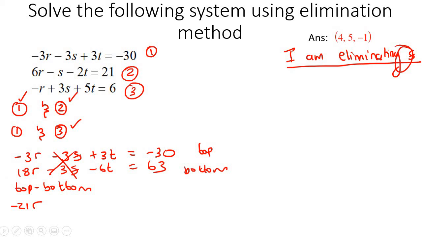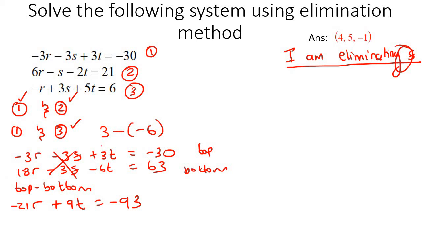That's sort of what we wanted. And then we're going to do the next part, which is going to be 3 take away minus 6, which is going to become 3 plus 6. You've got to look out for that, hey? A minus and a minus becomes a plus. So when learners subtract, they often make these little mistakes. So it actually becomes positive 9t. And now we're going to say negative 30, take away 63, which is negative 93. There we go. Leave that equation alone. There's nothing you can do. It's got r and t. You can't solve that any further.